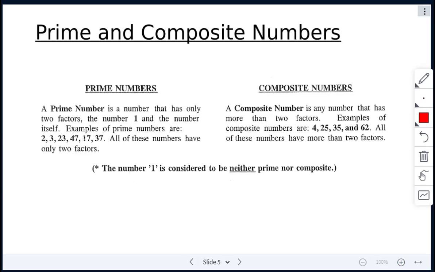If we were listing out the factors of 2, it's just 1 and 2. So therefore, it's a prime number. Same thing with the number 3. The only two factors of 3 are 1 and 3. If we were looking at the factors of 4, we have 1, we have 4, but we also have 2. 1 times 4 gives us 4, and 2 times 2 gives us 4. So 4 would be a composite number.